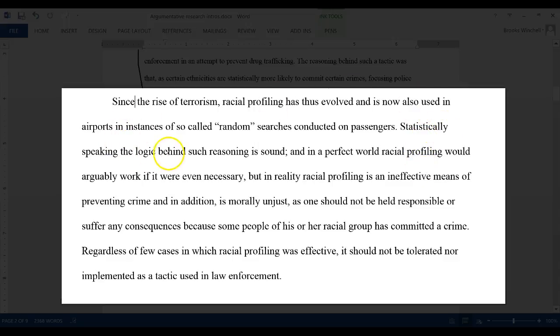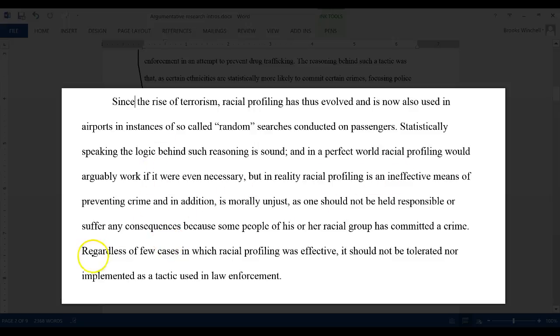Statistically speaking, the logic behind such reasoning is sound, and in a perfect world, racial profiling would arguably work if it were even necessary. But in reality, racial profiling is an ineffective means of preventing crime and, in addition, is morally unjust, as one should not be held responsible or suffer any consequences because some people of his or her racial group have committed a crime. Regardless of a few cases in which racial profiling has been effective, it should not be tolerated or implemented as a tactic used in law enforcement.